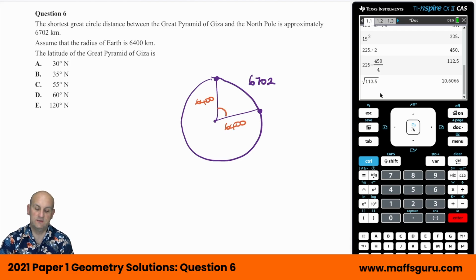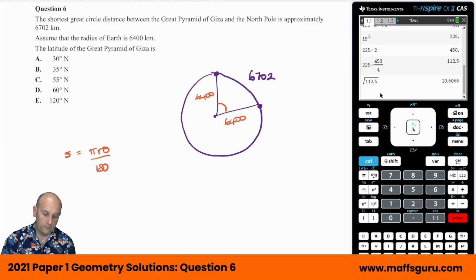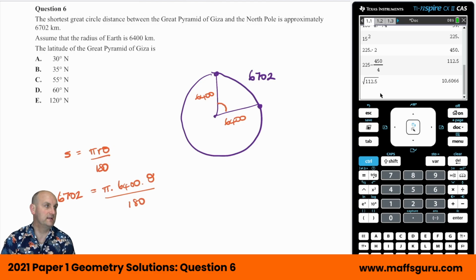So what they're really asking me to do now is find that angle there, and then be careful because I think there's a trick here. So we know we've got an arc length. The arc length is equal to pi r theta on 180 degrees. So we know the arc length 6702 is equal to pi times the radius of 6,400 times theta on 180. So let's try whether we can find theta.